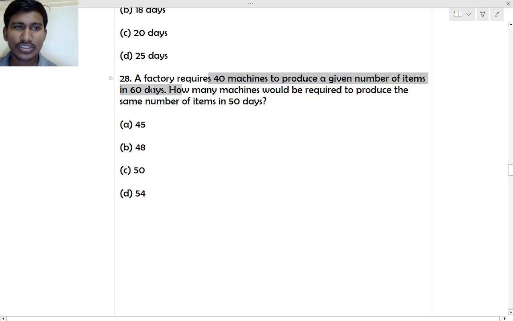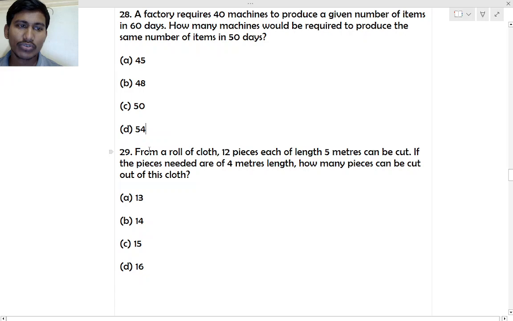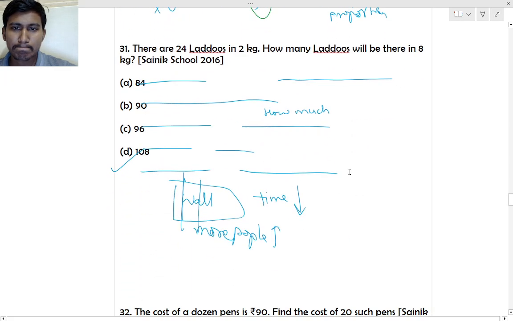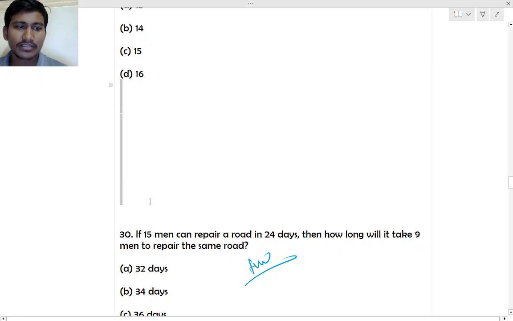28: 40 machines produce a given item in 60 days. Same answer, inverse proportion, so we have to multiply. 29: from a cloth of 25 meters can be cut. Try to do till which question? Till 30. We will solve the 31 questions tomorrow. Till 30, okay?